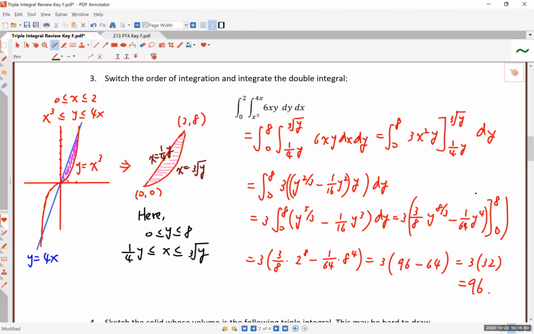All right, number 3, switch the order of integration. Okay, so you switch the order of integration. First, you have to realize there's no way to do this unless you really understand what the region looks like. Make sure you understand this, and drawing or sketching is a must when you switch the order of integration, unless you're talking about a rectangular region or something. And then integrate the double integral. The integrating part is probably an easier part.